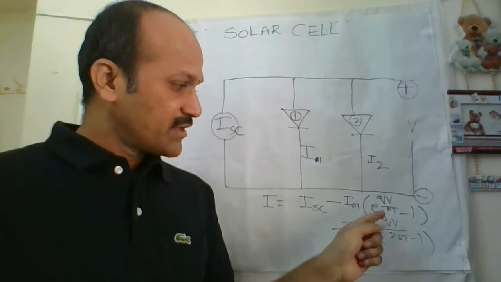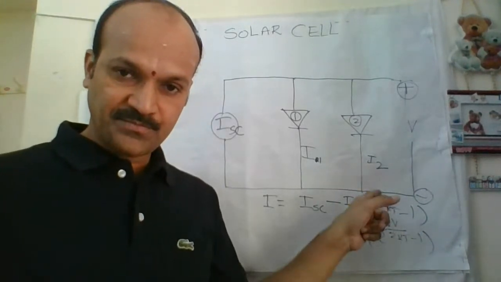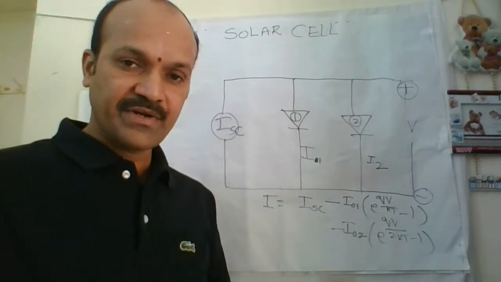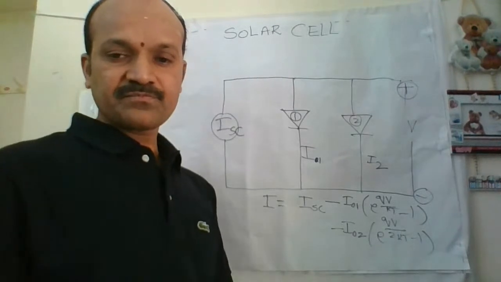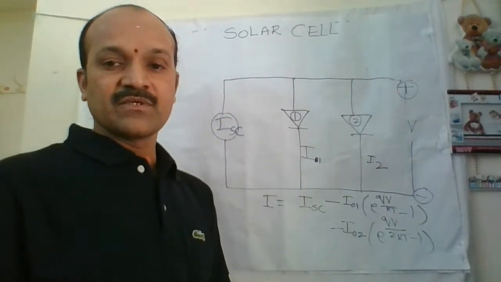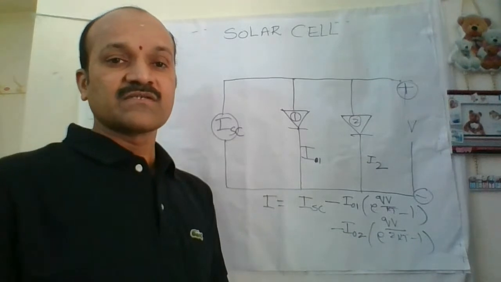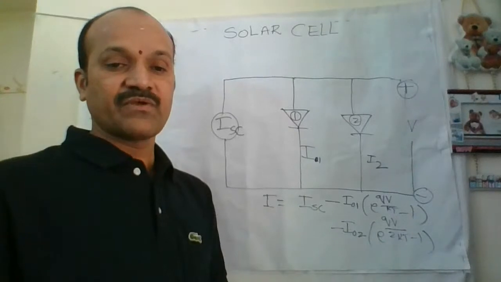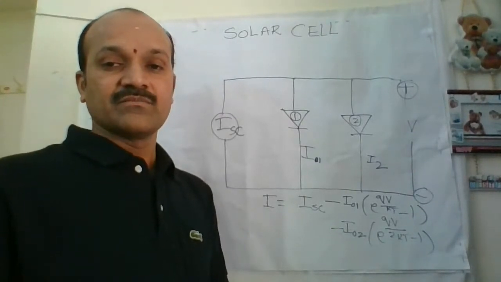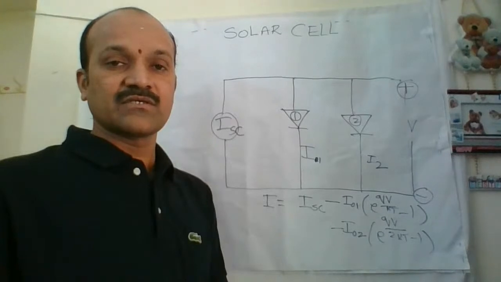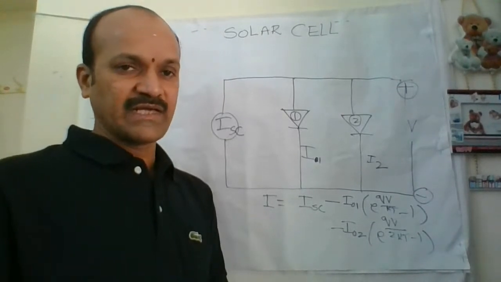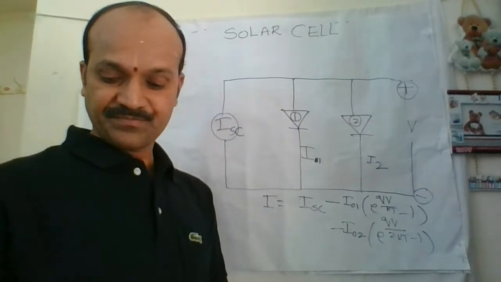If V is 0, I is Isc, and the total thing becomes 0. Right? Understood? This is the solar cell equivalent circuit and the basic thing taking place in the solar cell. If you have any doubts, you can ask. You can discuss on WhatsApp. Don't hesitate to ask the doubts because it is very important, and maybe in the examination they ask it.